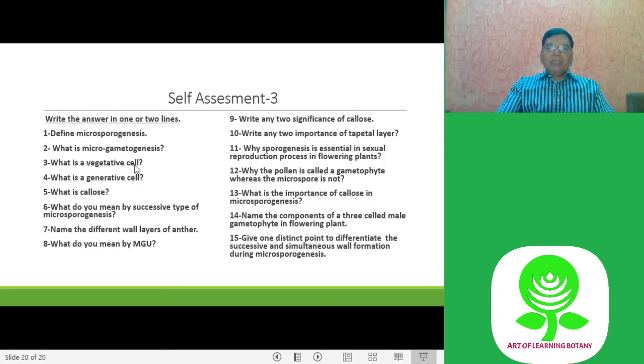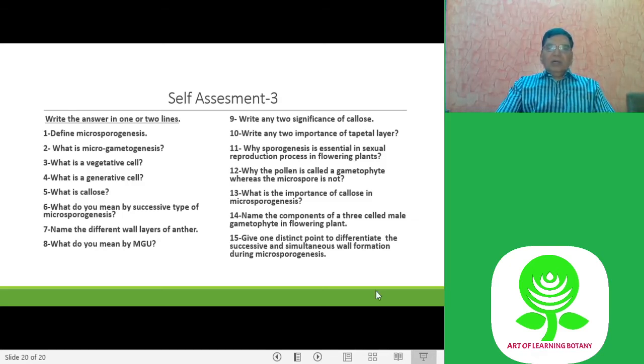Now what is the vegetative cell? It is the larger cell present in the male gametophyte, that is, inside the pollen grain. What is the generative cell? It is a small cell present inside the pollen grain that gives rise to the male gametes, two male gametes. What is callose? Callose is a chemical substance called beta glucan, which is present on the wall of the spore mother cell, microspore mother cell.